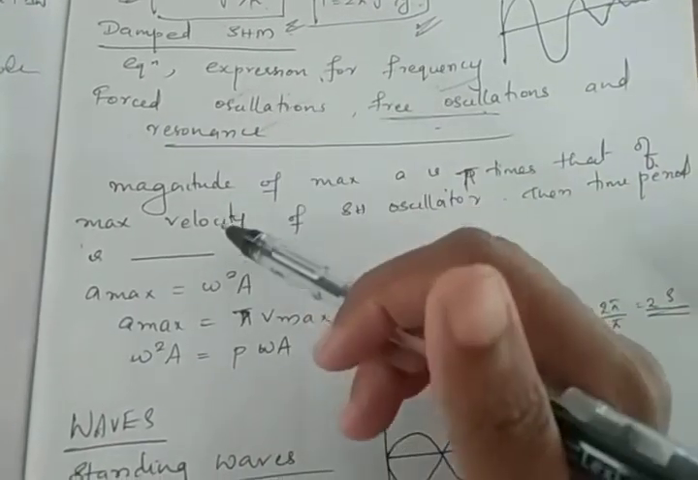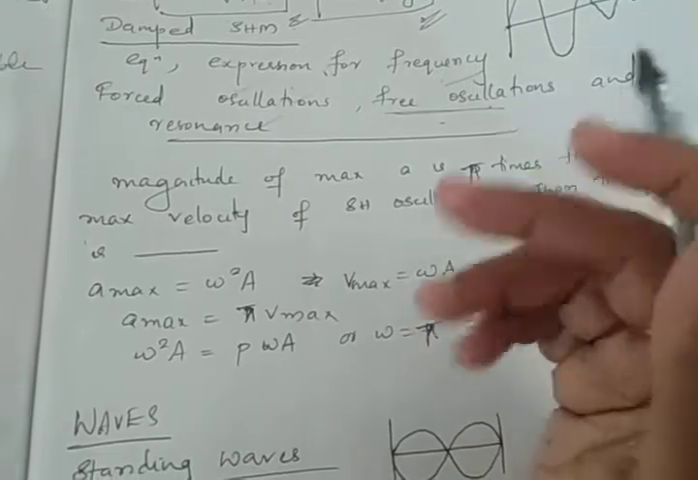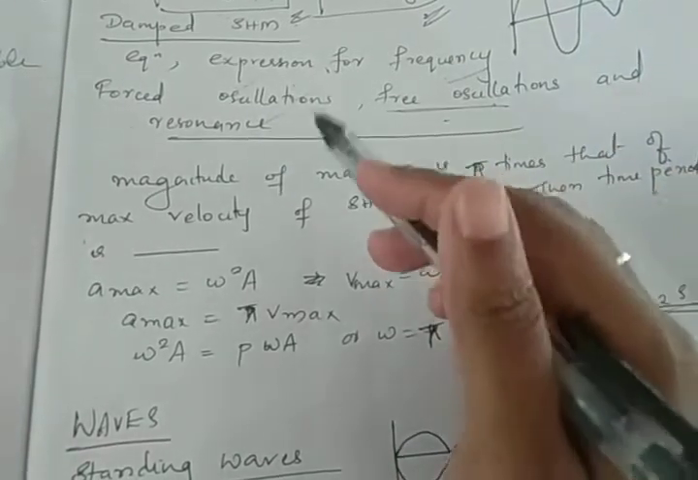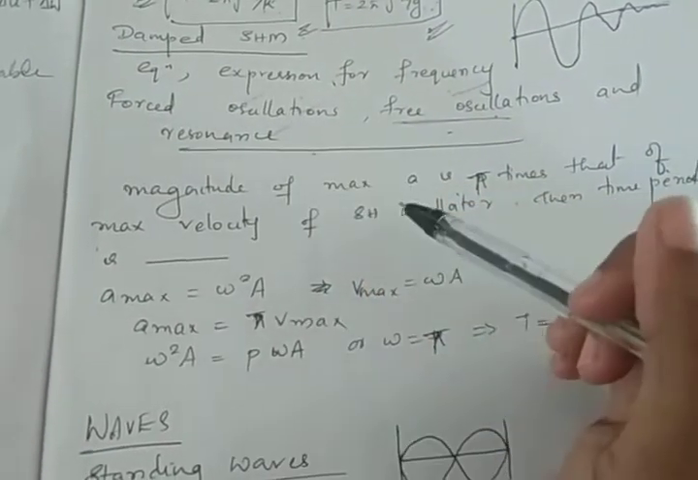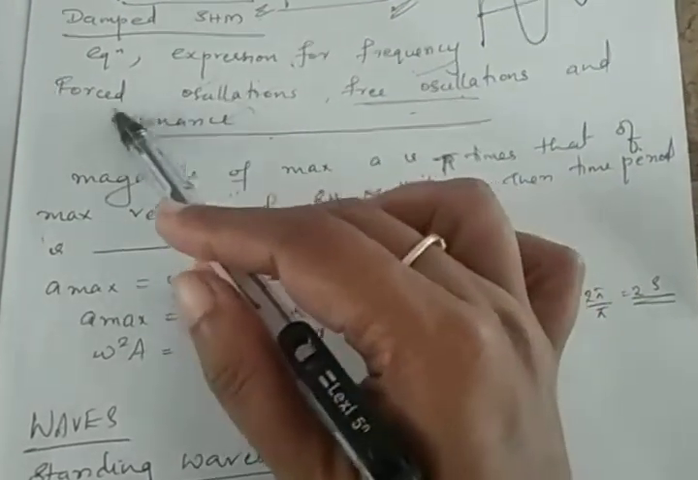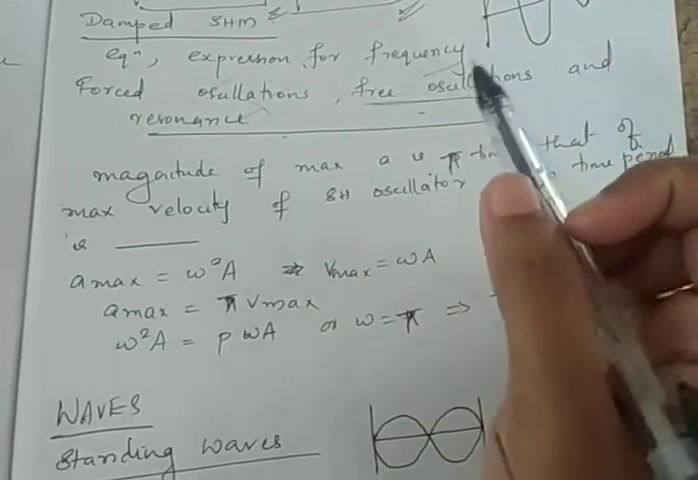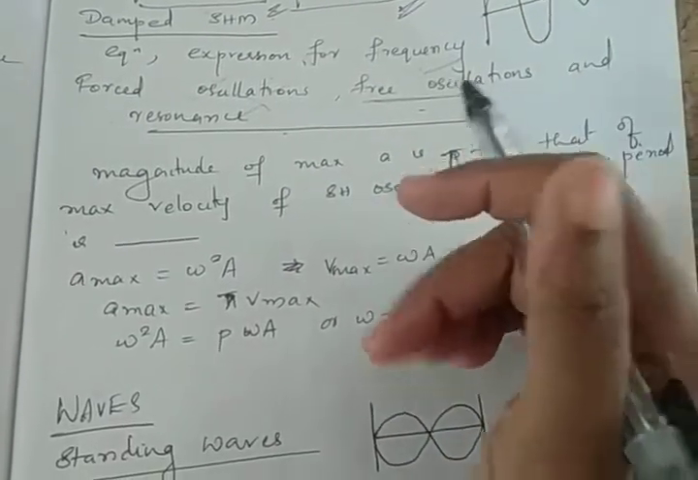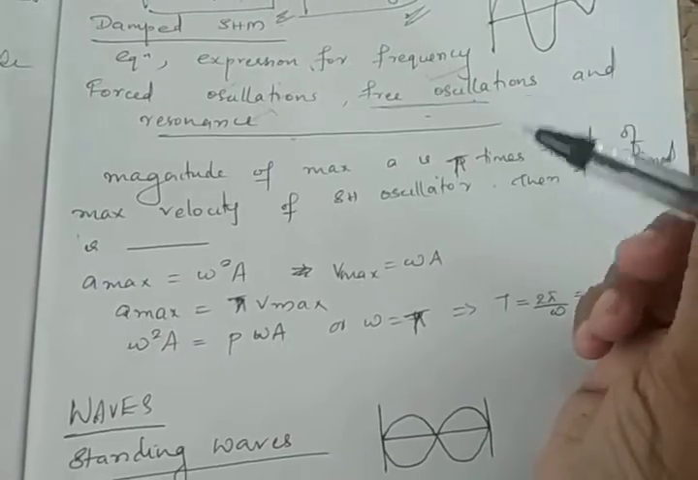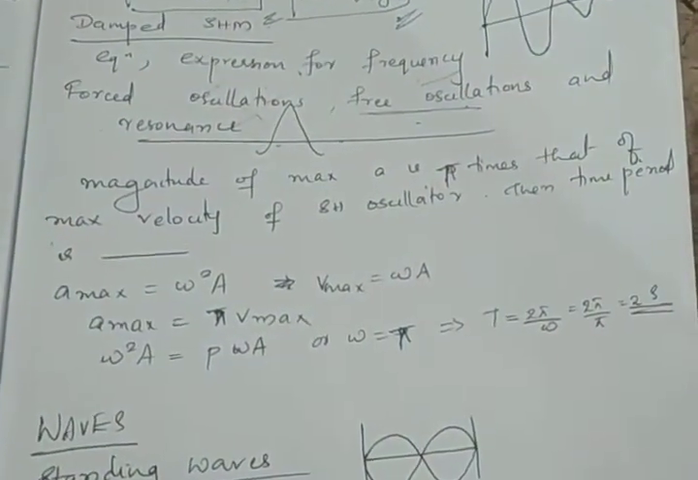And what is forced oscillation? If the system executes some oscillation with the help of an external periodic force applied, then it is known as forced oscillation. Resonance condition is achieved if the frequency of the applied force matches the natural frequency of the oscillating object. So maximum amplitude is obtained at the resonance position.